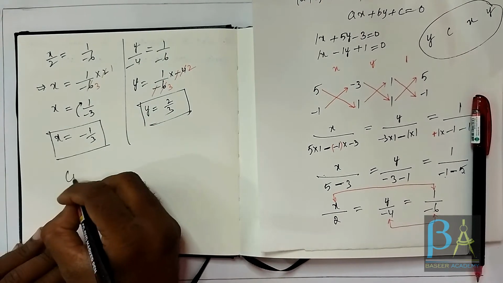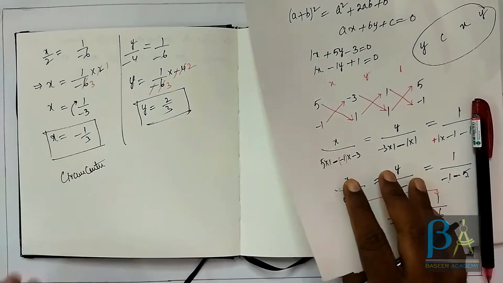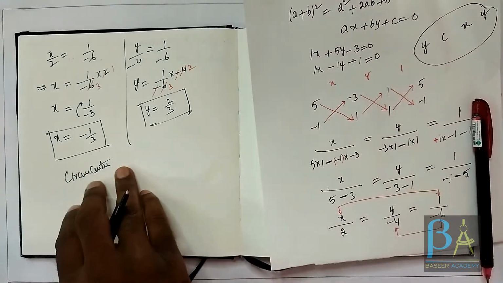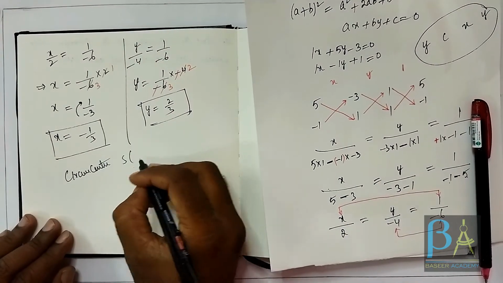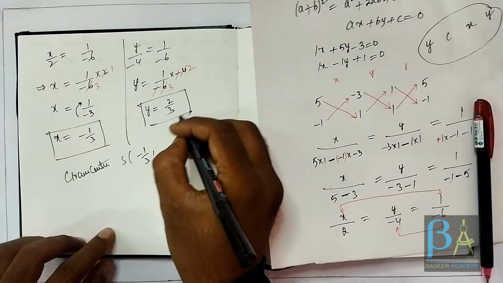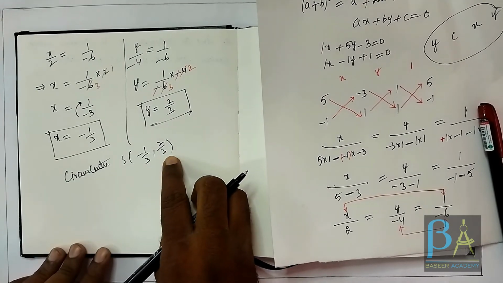Now what would be our circumcenter? We did not know the circumcenter in the first place, so we took the circumcenter as some x comma y, right? Now x is minus 1 by 3 and y is 2 by 3. So the circumcenter is minus 1 by 3 comma 2 by 3.